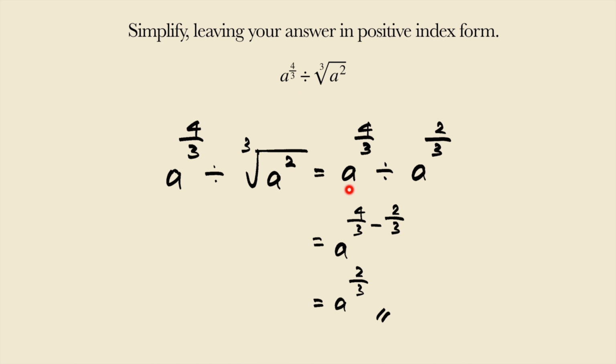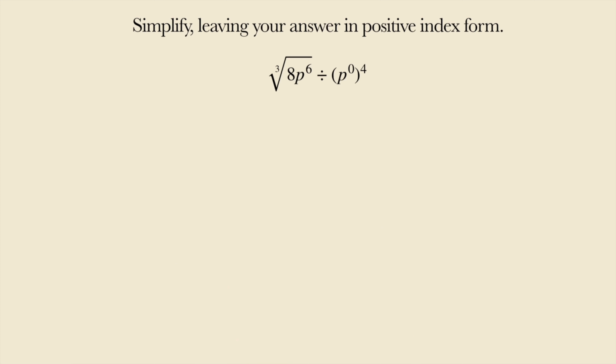Next, base A, division. So we subtract the indices, giving us 2/3. Alright, this is basically 1 to the power of 4, so basically 1. Okay, nothing much to do there.